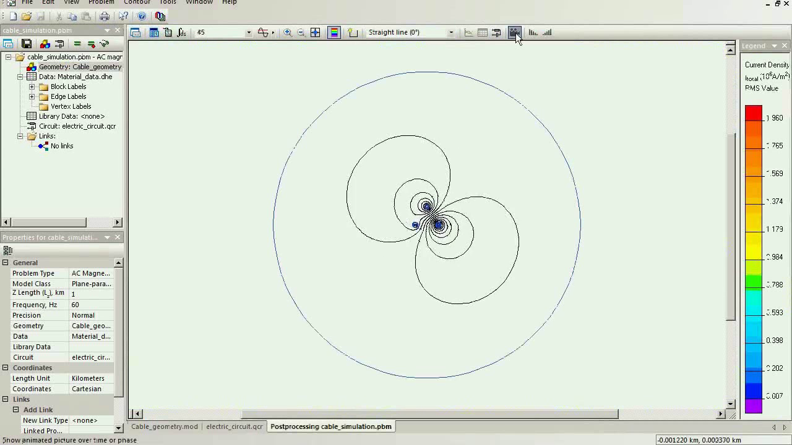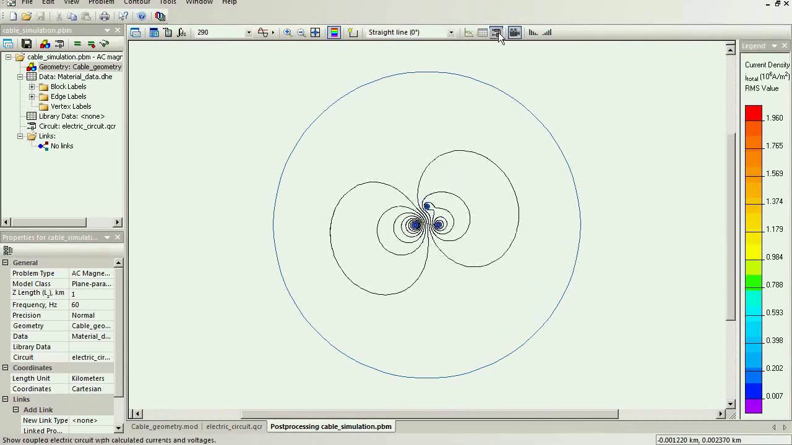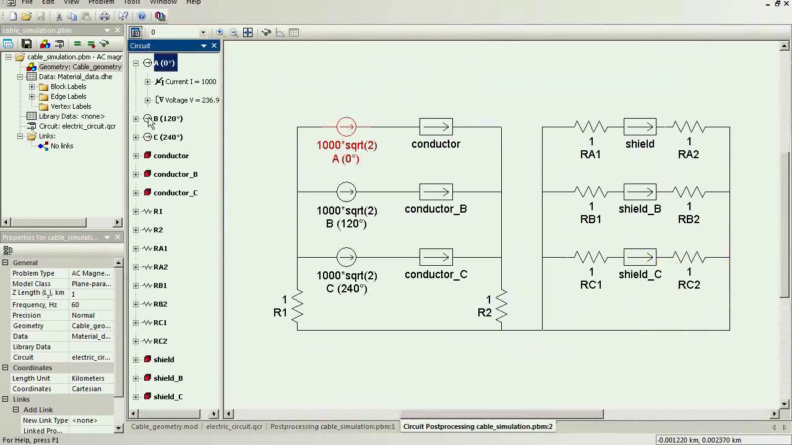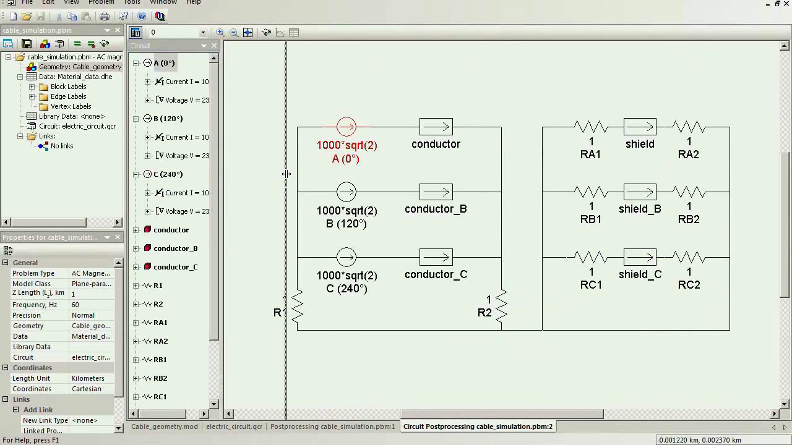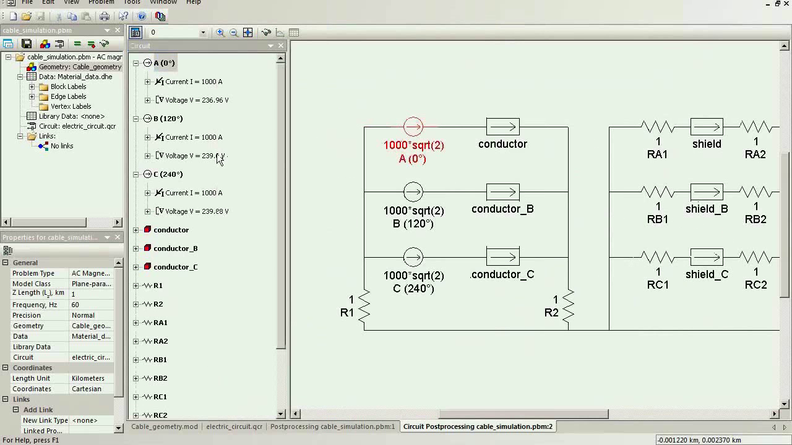Now let's simulate this case. This is the magnetic field produced by the cable. And now let's take a look at the electric circuit simulation result, and check the voltage drop on each phase. You can see that moving the cable from the line to the triangle, I can reduce the phase asymmetry. Now, on each cable, the voltage drop is about 240 volts.